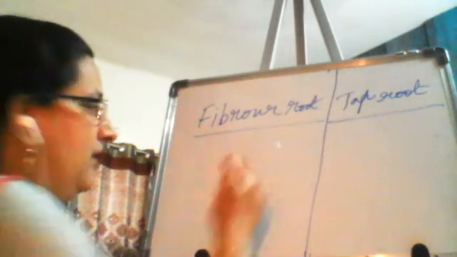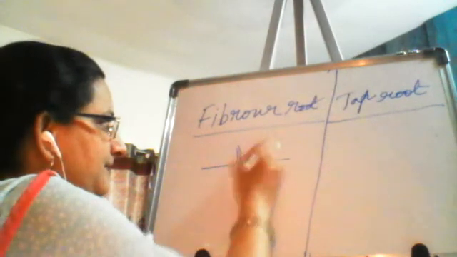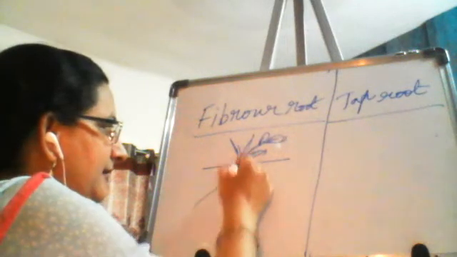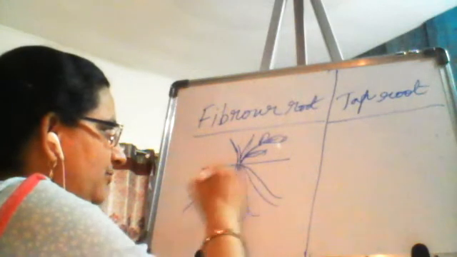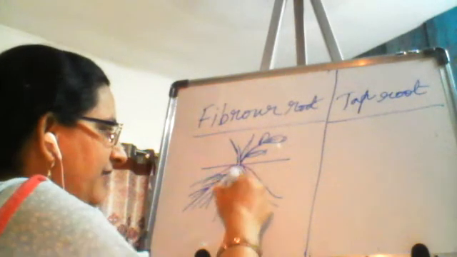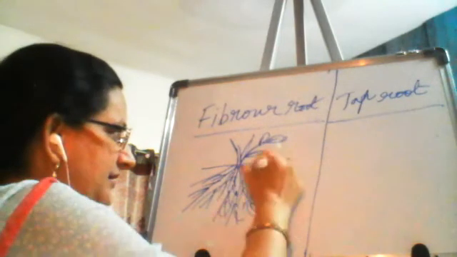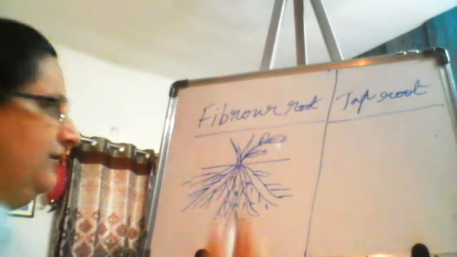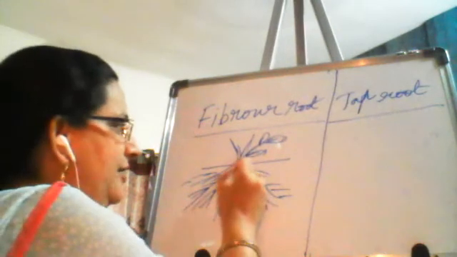So let me just draw and show you. This is the ground, imagine. So this is your plant, and these are the roots. How are they coming? From one point, there are so many roots coming and these are like fibers. And what are they called? They are called the fibrous roots. Can you repeat after me? Fibrous roots. Many roots that grow from the end point of the stem.